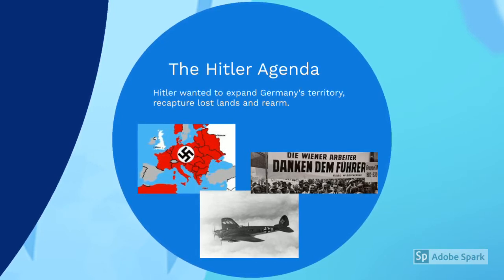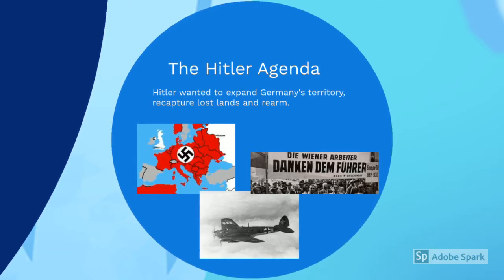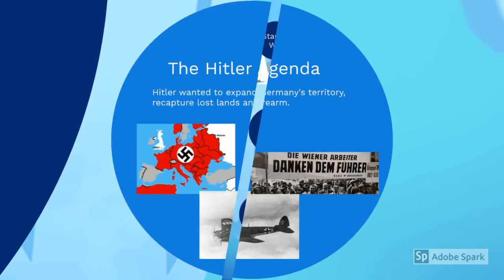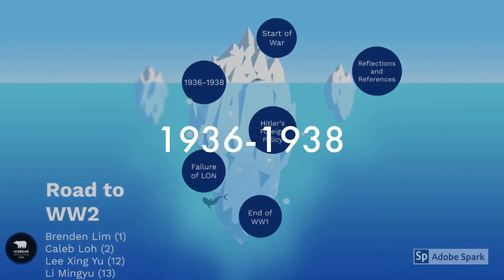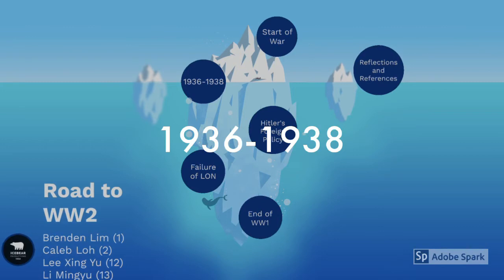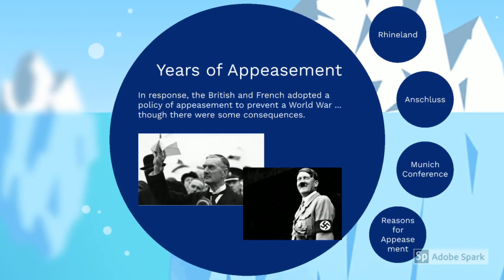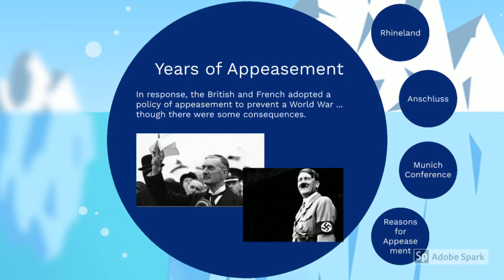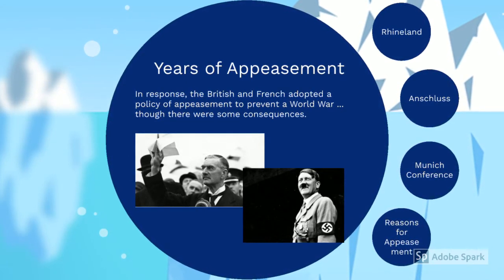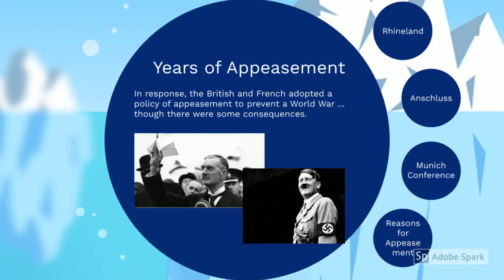Although he was very popular among Germans, this was not good for international peace as his plans could result in another bloody war. During the period between 1936 and 1938, tension built up and that led to war. As Hitler started to follow up on his plans for a new German empire, the British and French took a policy of appeasement and pacifist stance to prevent war.